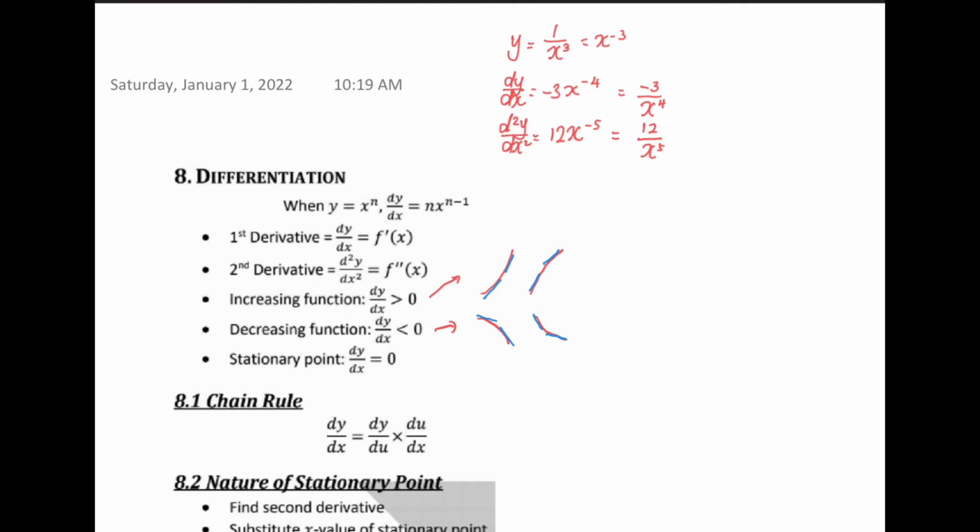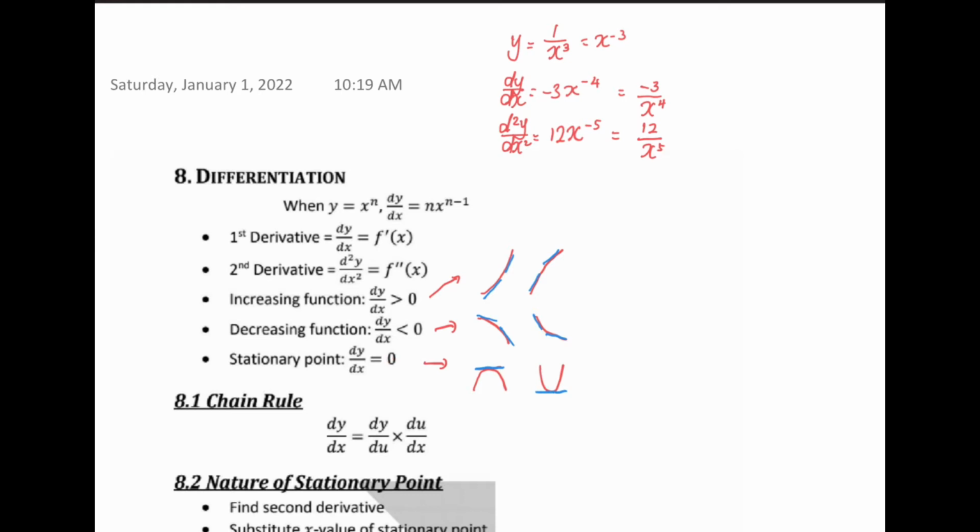Stationary point, dy/dx equals 0. For example, this is a stationary point, dy/dx equals 0. That is, the gradient of tangent is equal to 0 here and here. The place that I put the tangent is at the maximum point. You can see it is horizontal, so the gradient is 0 when it's horizontal. Likewise, for a minimum point, the tangent is a horizontal line, so the gradient of tangent is 0.